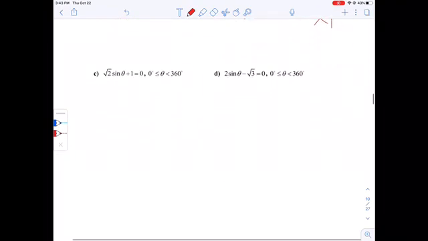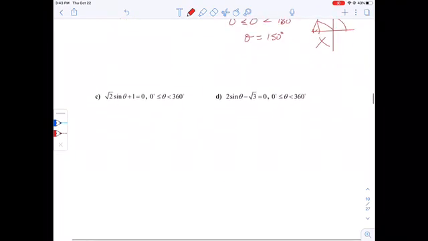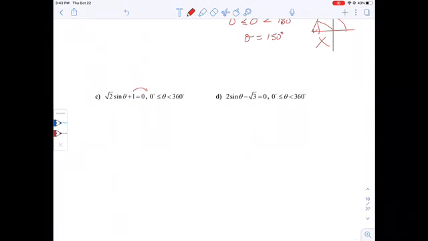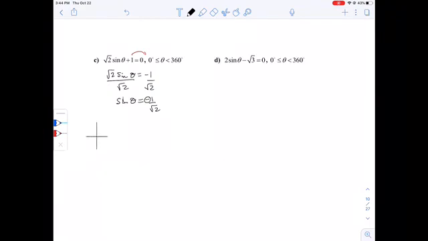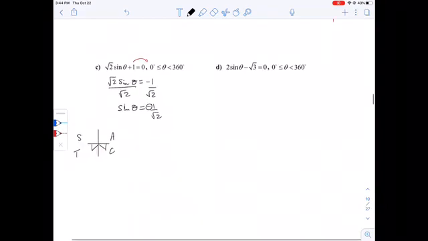Okay, let's look at the last two examples. The next one, before I find theta, I need to isolate. So I'm going to move over my 1, and we get root 2 sine theta equals, root 2 sine theta is -1, and divide both sides by root 2, and so sine of theta is -1 over root 2. So the negative sign tells me what quadrant I am in. Where is sine negative? Sine is negative, if I think about that cast rule, down here in quadrants 3 and 4. So I know I'm in quadrant 3 or 4.